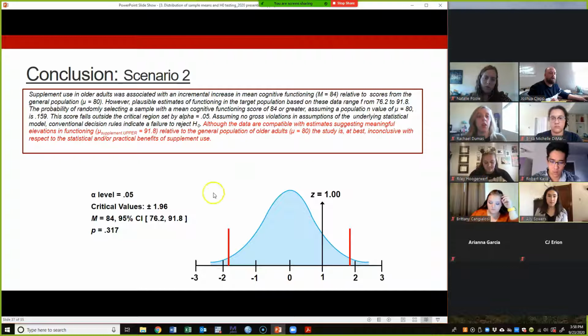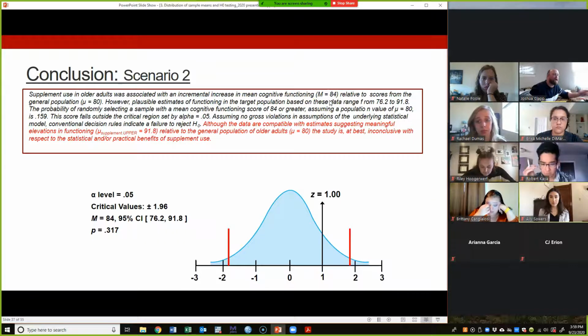Same thing here. Scenario 2. This is where we had a much smaller observed difference. Here we're going to say supplement use in older adults is associated with an incremental increase in mean cognitive functioning, relative to scores from the general population. However, plausible estimates of functioning in the target population based on these data range from 76.2 to 91.8. The probability of randomly selecting a sample with a mean cognitive functioning of 84 or greater, assuming a population value of 80, is about 0.159. And again, if we go to our z table and find a z value of 1 and see what's in this tail, that's going to give us this.